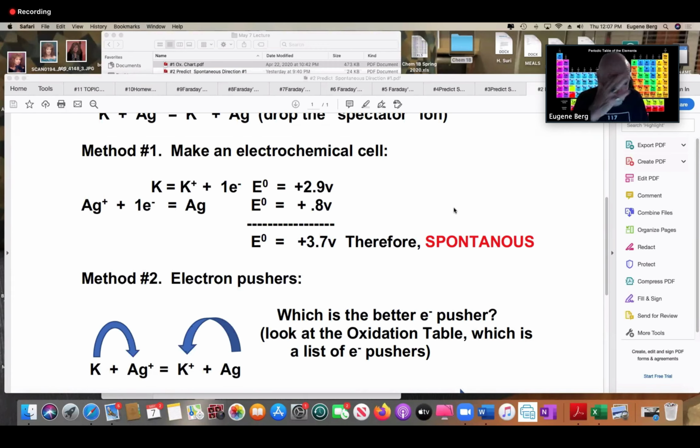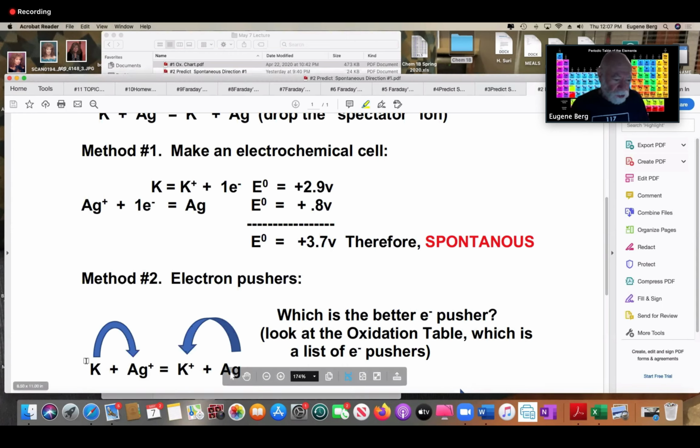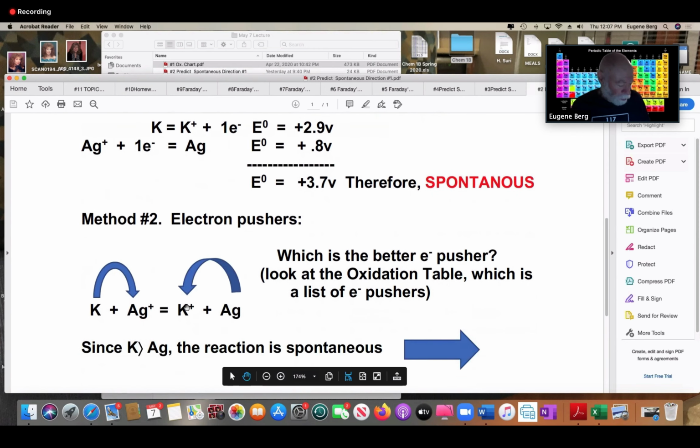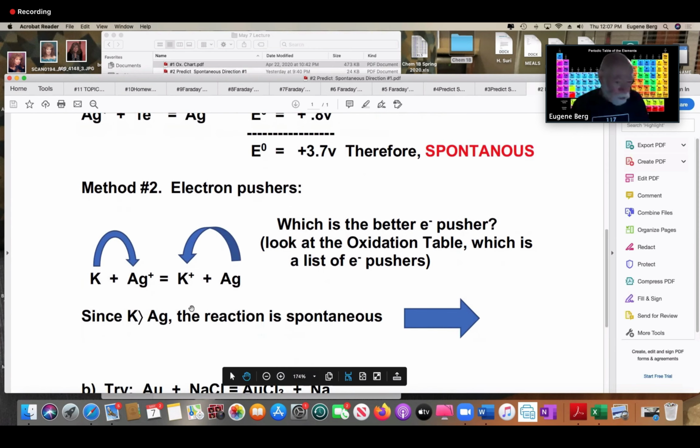So look on the left-hand side of the reaction, and you will see that potassium is a pusher. It's on the left-hand column of the half reaction table. So it is a pusher, and it's trying to push electrons onto silver. Same thing. If you look low on the chart, about 3/4 way down, you'll see that silver is also an electron pusher, and so it's trying to push electrons onto potassium. So here are the two electron pushers. Now they're in competition with each other. That's why I show the arrows where potassium is trying to push electrons onto the silver, and silver trying to push electrons onto potassium ions.